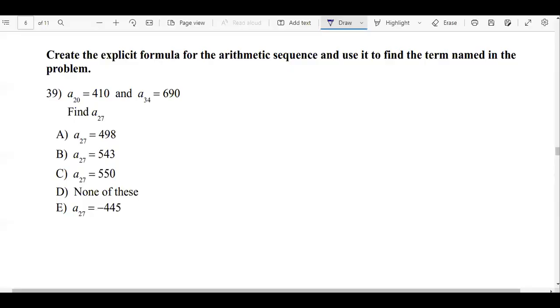And I don't know about you, but I'm getting tired of sequences and series. So I'm going to jump down to 39, where something a little more exciting happens, and then we'll do 39 and 40. It says, create an explicit formula for this sequence and find the term named in the problem. Well, there's a problem. They just tell us the 20th term and the 34th term. So that's kind of difficult. How do we do that?